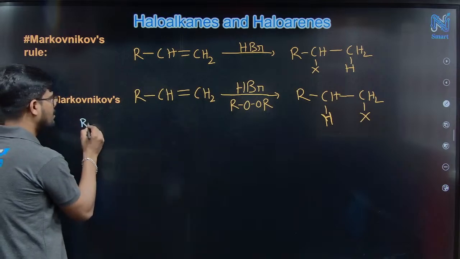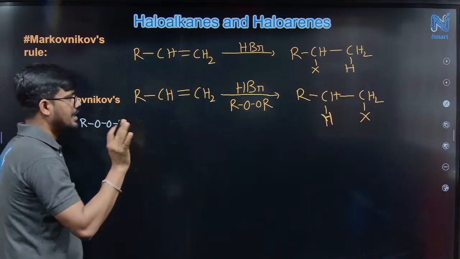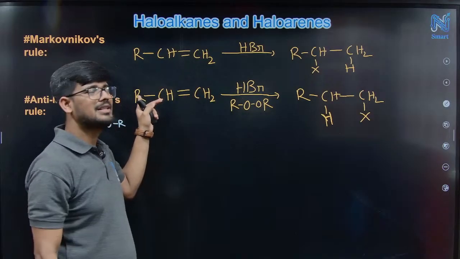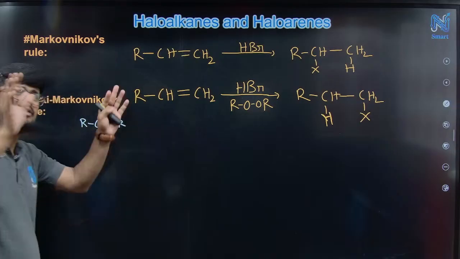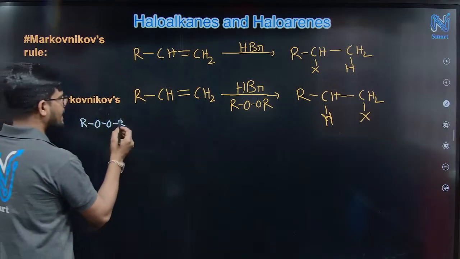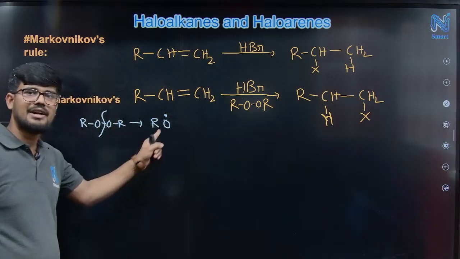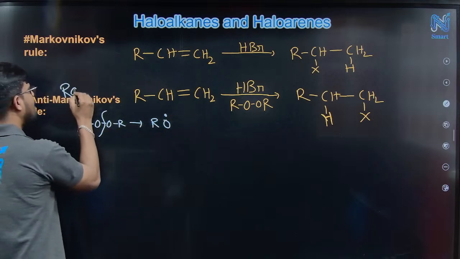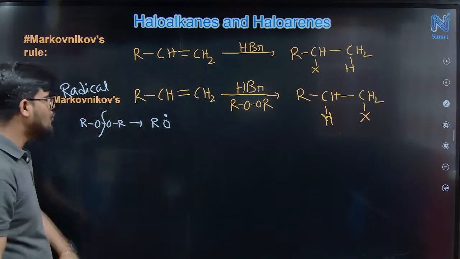So R-CH=CH2, first example, ROOR. Now always remember, this R means it can be hydrogen, it can be any alkyl group, and this R can be the same R or a different R, anything. There is no relation. First this peroxide will break and you will get RO radical. So whenever we have peroxide with the anti-Markovnikov rule, the radical mechanism will be followed. So RO radical we are getting.